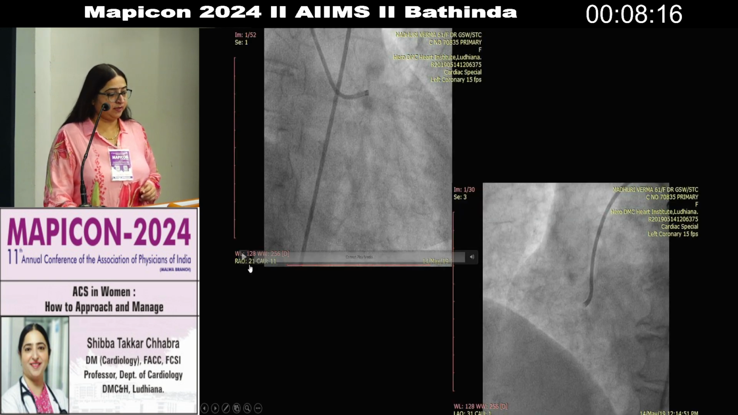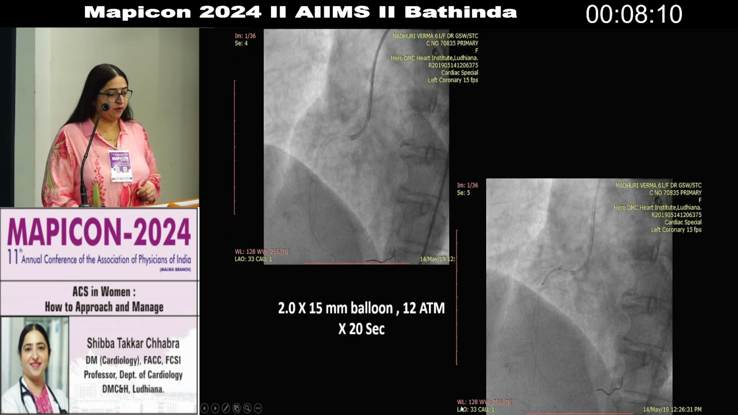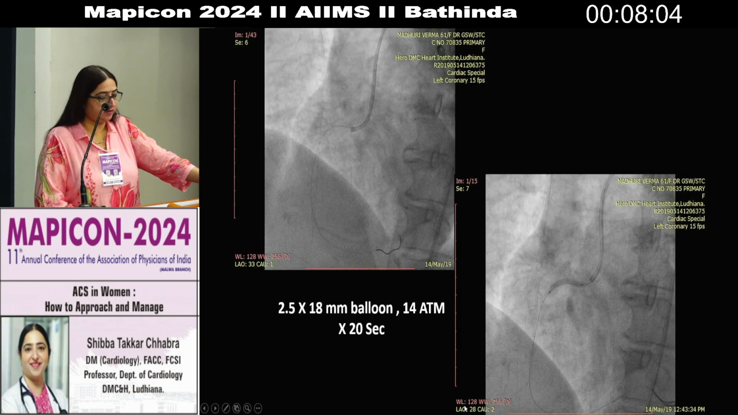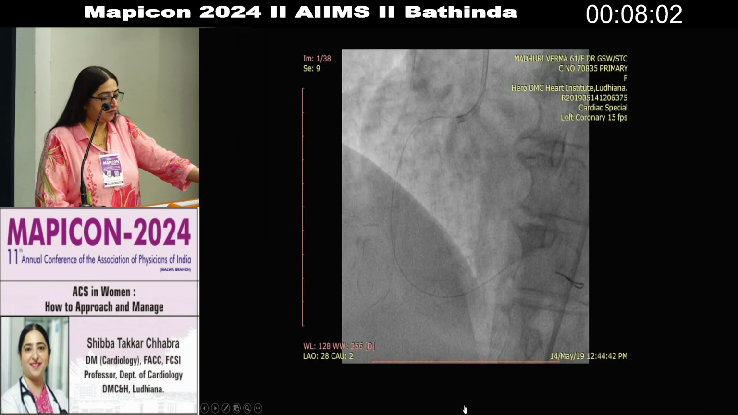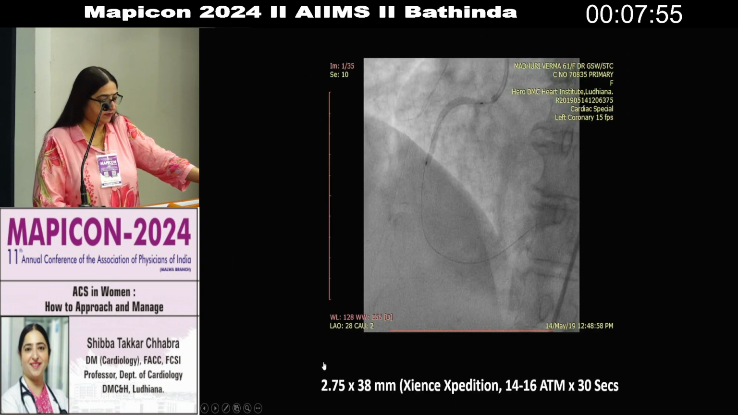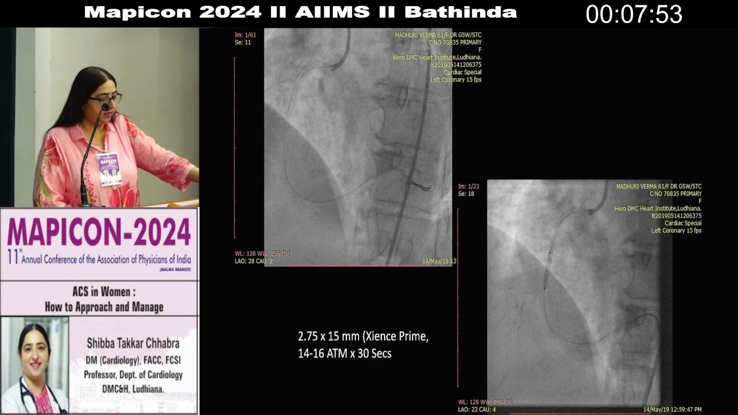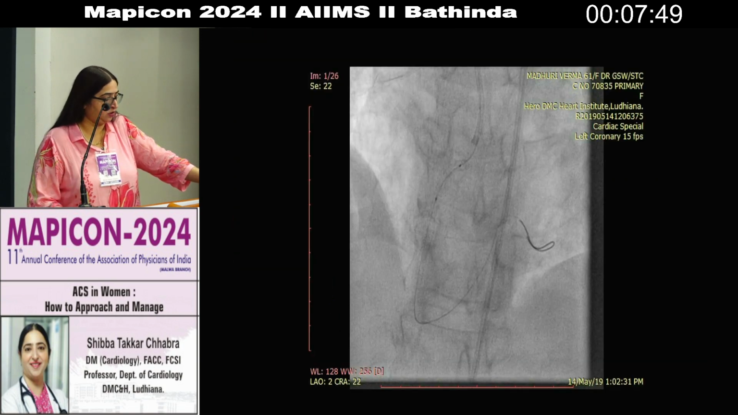And as expected, we identify a right coronary artery which was 100% occluded. So the lesion was wired. The stent was placed. However, despite the placement of the stent, the flow in the artery was very poor. Another stent had to be placed.